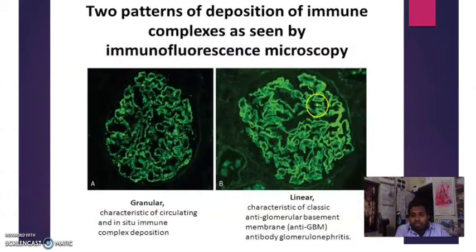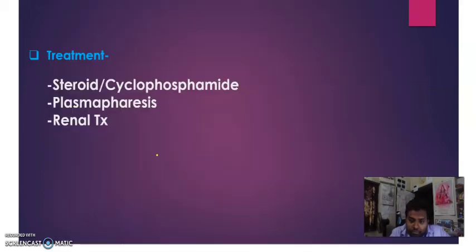This is an immunofluorescence picture. It may come into your MCQ exams later. This is a linear pattern. The linear pattern is seen in anti-GBM disease or Goodpasture syndrome, and this is a granular pattern. Granular pattern is seen in membranous nephropathy. In membranous nephropathy, immune complex deposition occurs between podocytes, and that's why it looks quite bumpy. That's why it is named granular.